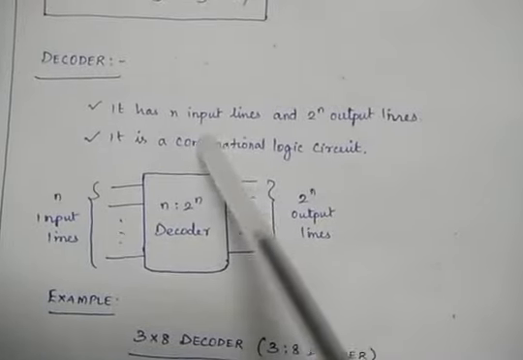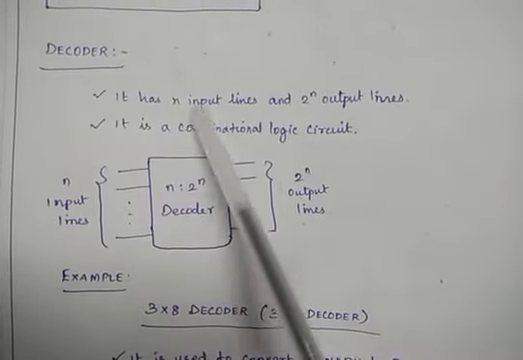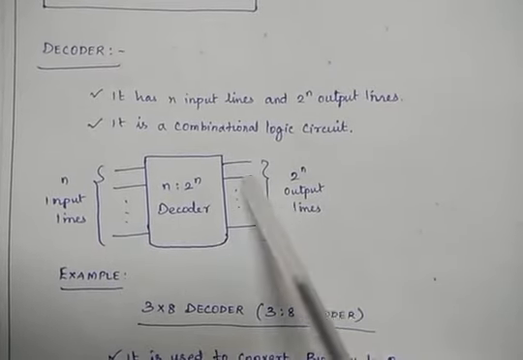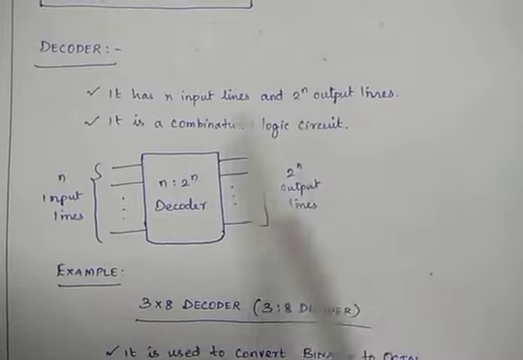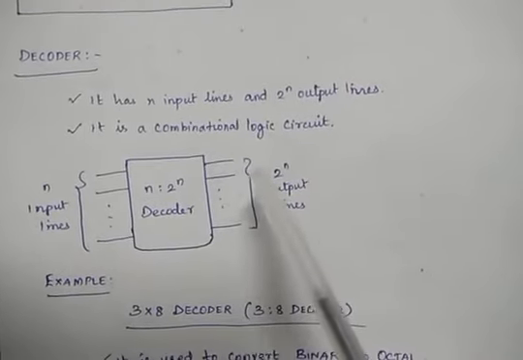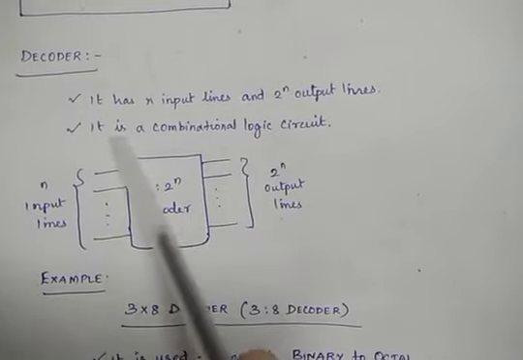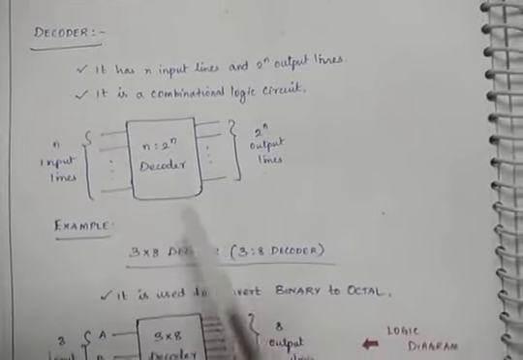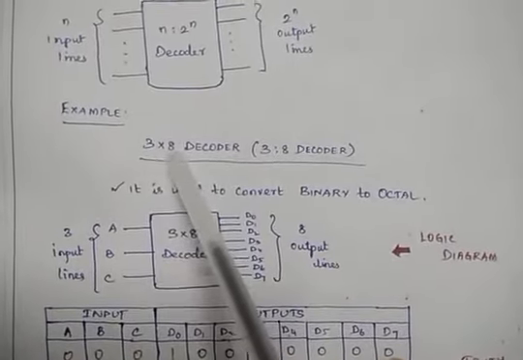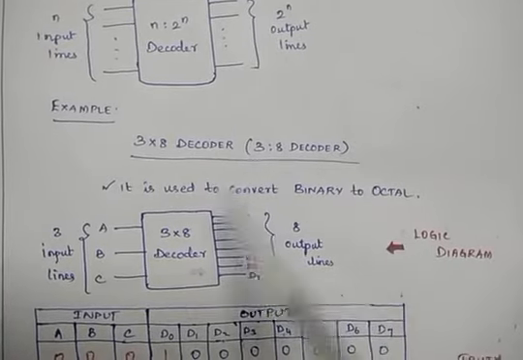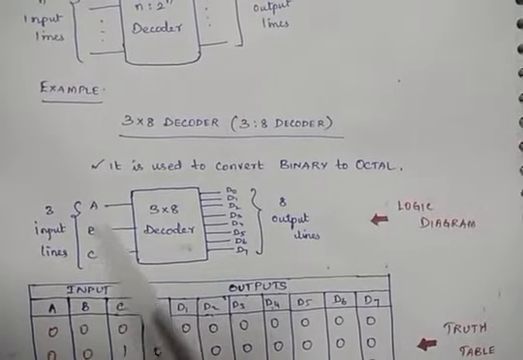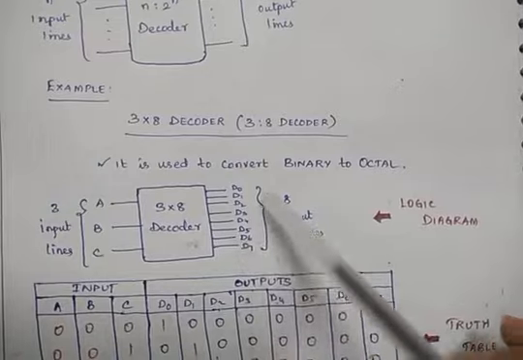So we'll see the next topic, decoder. It is the opposite of the encoder. It has n input lines and 2 power n output lines. So if I give binary here, the output will be octal. It is a reverse process compared with the encoder, right? It is a combinational logic circuit. This is the symbol of a decoder. As an example we have taken a 3x8 decoder, that is a 3:8 decoder, which means it is used to convert binary to octal, as I told you already. See, 3 inputs I am giving and 8 outputs I am getting.